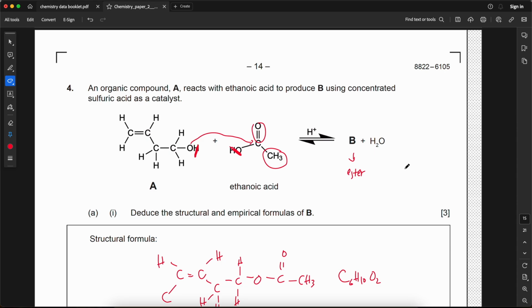So if you use diluted sulfuric acid, that will increase the amount of water. So if the amount of water increases, it will make equilibrium shift to the left, right? Because the amount of product now increases. So when the equilibrium shifts to the left, of course, the yield will decrease because it favors the reactant.